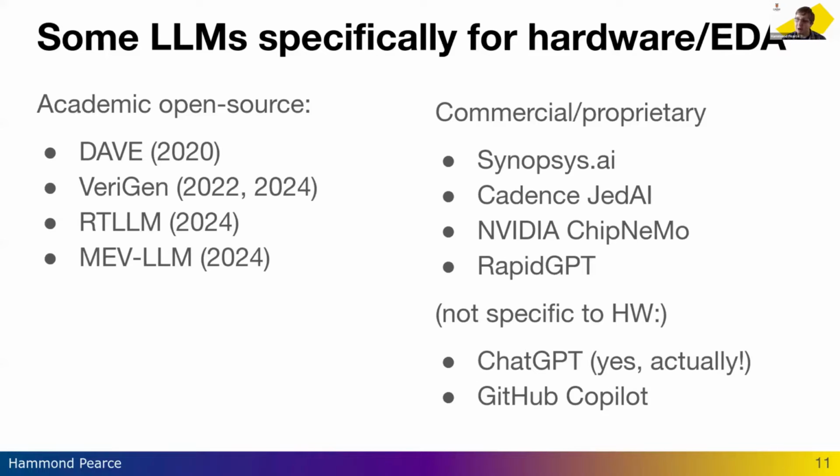There's commercial and proprietary models. So Synopsys and Cadence have both produced models. NVIDIA brought out a paper with a model called ChipNemo. And of course, Primus AI, who is nicely sponsoring one of the parts of this competition, have brought out RapidGPT, which is one that I'm going to be playing around with in this webinar today. And then also, of course, there are models like, as I said, ChatGPT and GitHub Copilot, which, while they're not specifically tuned for hardware, actually, it turns out are quite good at working on it anyway.